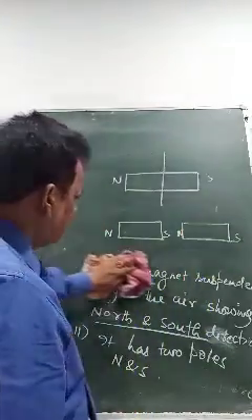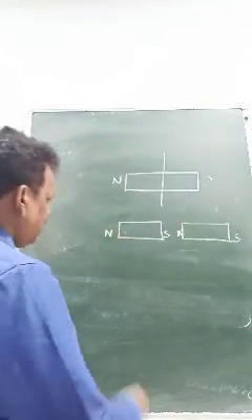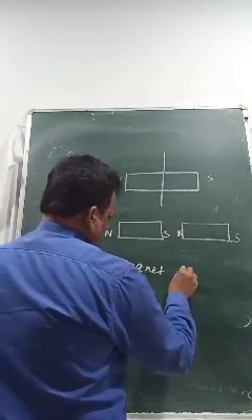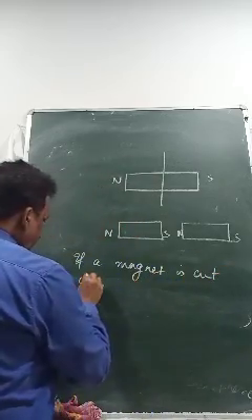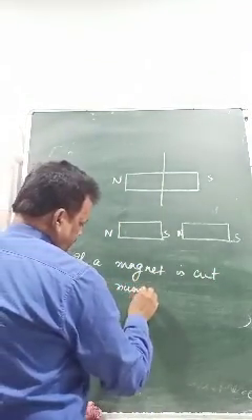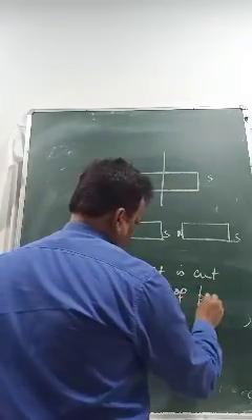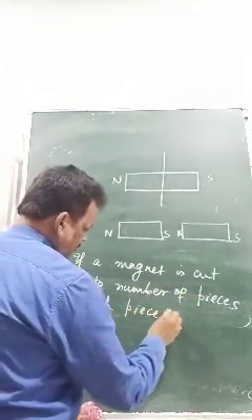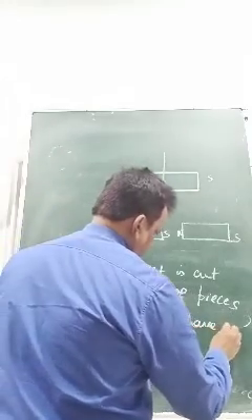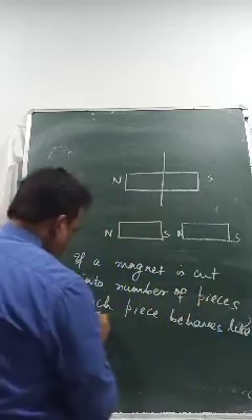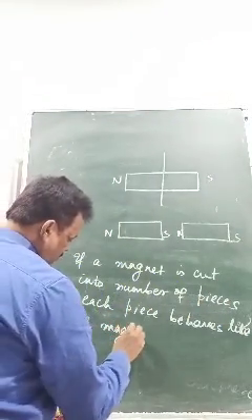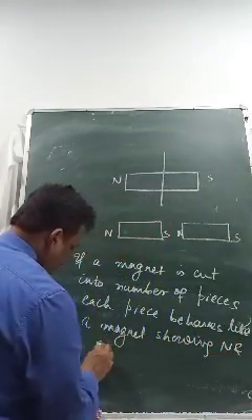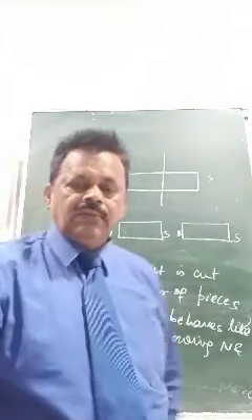So if a magnet is cut into a number of pieces, each piece behaves like a magnet, showing north and south pole. What is the reason behind this?